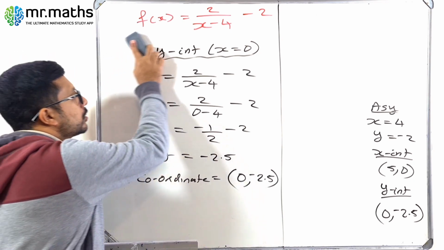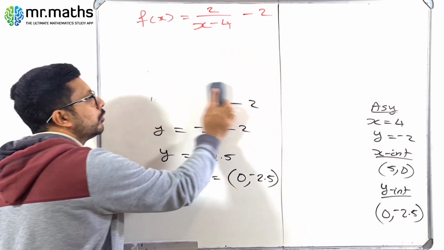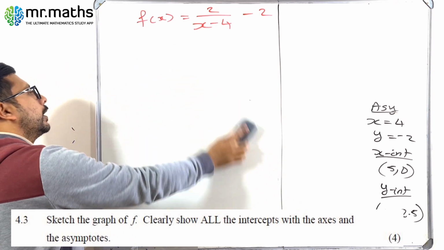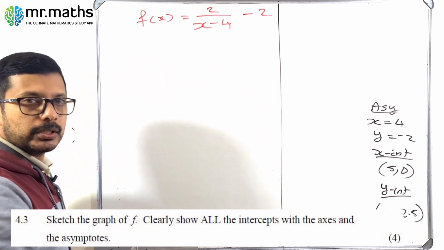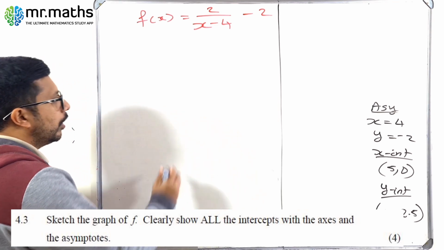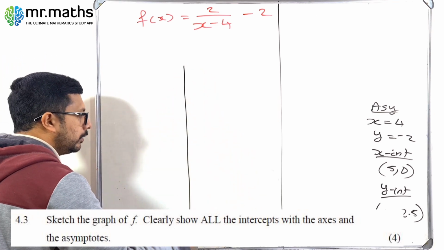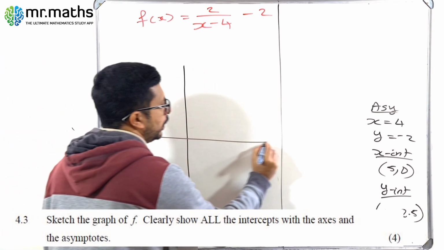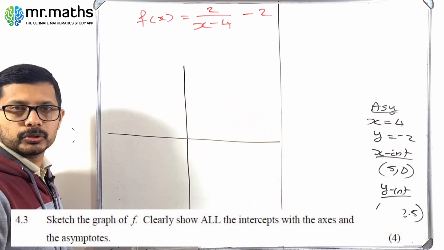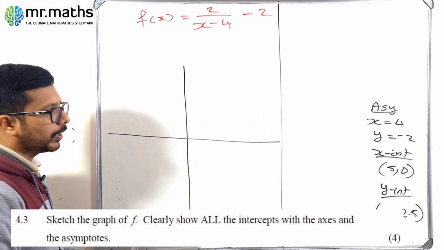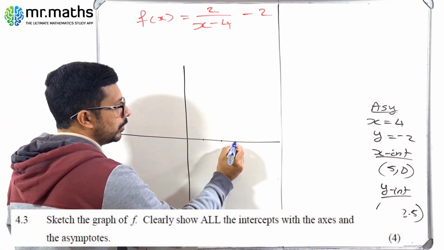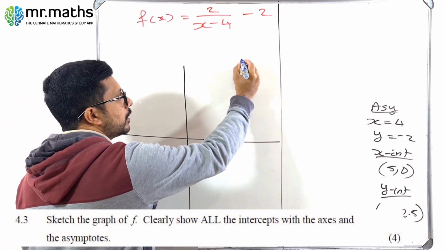What is question number 4.3? We have to draw the graph. Am I right? Okay, so you have to draw the graph. Those who didn't write this one, you have to pause the video and write that one. So how can you draw the graph, guys? Here you have to draw the x-axis and y-axis. Now first you are supposed to draw the asymptotes. x is equal to 4. So let's say 1, 2, 3, 4. This is x is equal to 4.